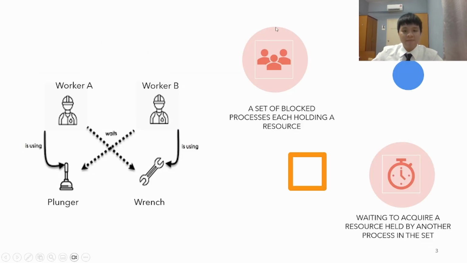So here is an example of the law. A set of blocked processes each holding a resource means that, for example, worker A and worker B want to maintain the toilet seat. Worker A is using the plunger and worker B is using the wrench. Waiting to acquire a resource held by another process in the set means that both of them cannot start to maintain the toilet seat because of lack of tools. Worker A is waiting for the wrench and worker B is waiting for the plunger.